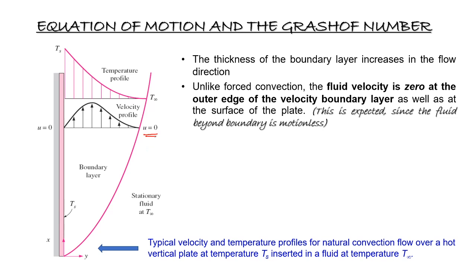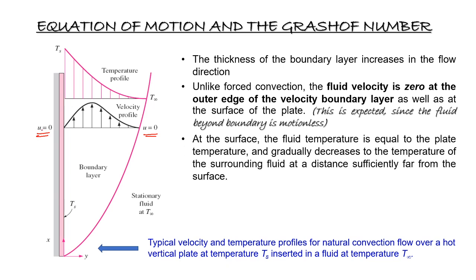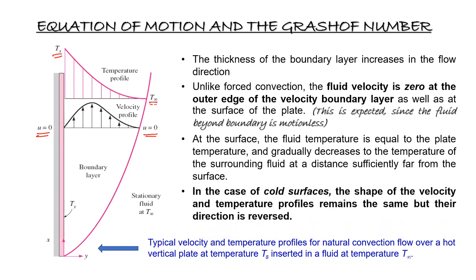So we have discussed this point, that the velocity at the contact point of the plate and at the boundary layer is equal to 0. At the surface, the fluid temperature is equal to the plate temperature, and it gradually decreases to the temperature of the surrounding fluid at a distance sufficiently far from the surface, and it reduces to T infinity. In the case of cold surfaces, the shape of the velocity and temperature profiles remains the same, but their direction is reversed. So if we consider this plate as a cold plate, the boundary layer will be like this and the velocity profile will be downwards, right?